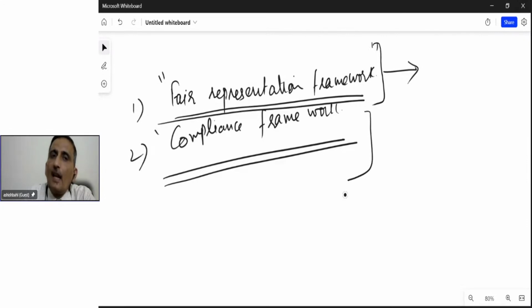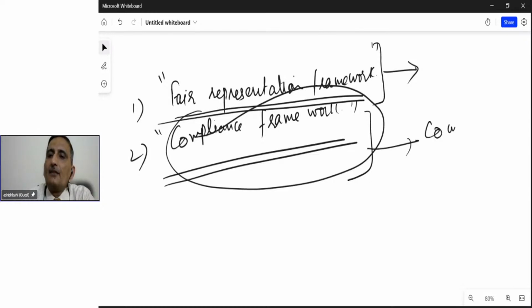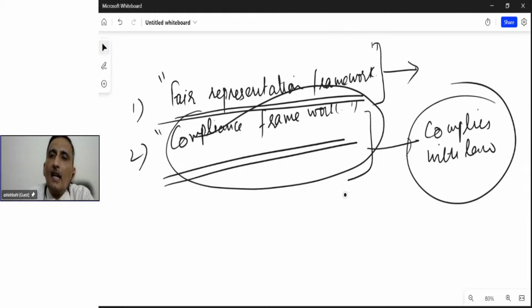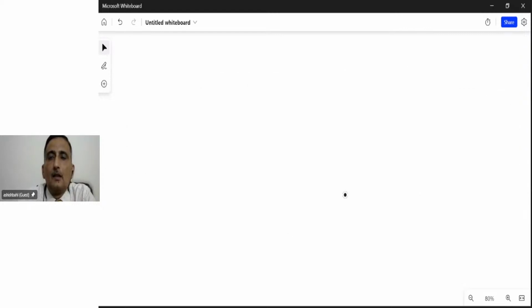And when it does not acknowledge such things, it is called a compliance framework. It means that it only complies with law. Whatever requirement is there in the law, it complies with the law. It would not go beyond that. Okay, but fair representation means that the disclosures in the financial statements can go beyond the requirements of the reporting framework to achieve fair representation. Okay. So now let us see what is in your module.